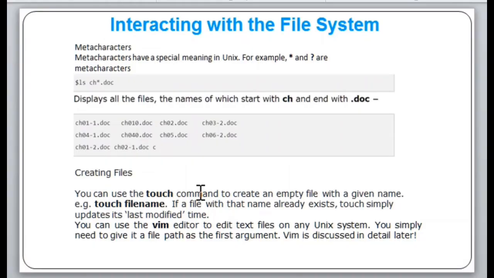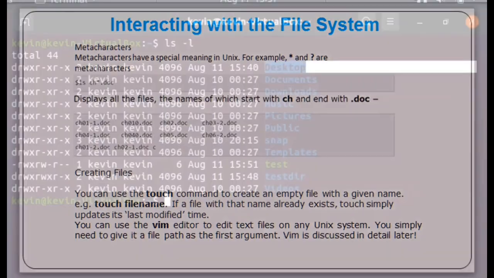So on this next slide, we're going to talk about metacharacters. Metacharacters have a special meaning in Unix. For example, the star sign and the question mark are metacharacters. So we have an example of it here. We have ls space ch star dot doc. This will display all the files, the names of which start with ch and end with .doc. So depending on where that star is, depends on how that's going to search for it. Okay. So let's show a quick example of that.